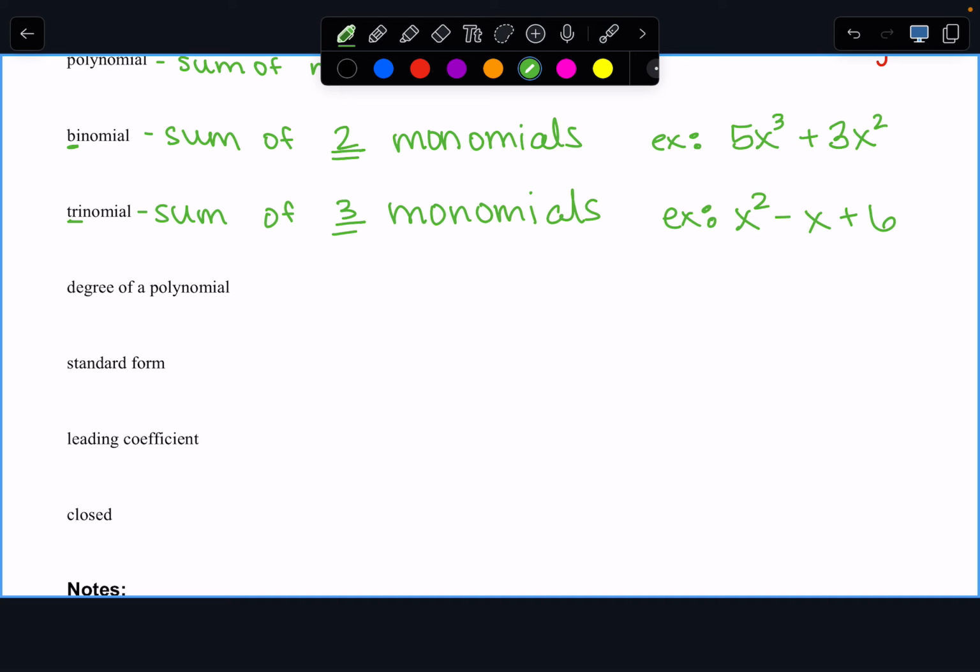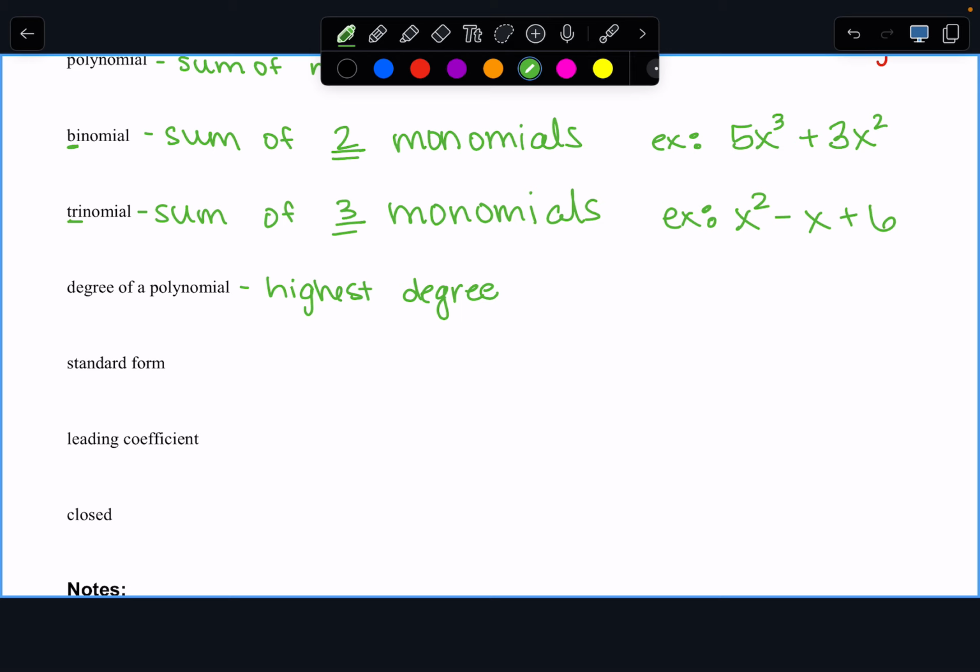Okay? A polynomial has monomials added together, right? Or subtracted. Okay? So when I ask you for the degree of a polynomial, I want you to go to the one term that has the highest degree. Okay? So like if I was looking at this trinomial right here, what is the degree of this polynomial? Okay, our degree would be 2 because x squared, that's our highest power.